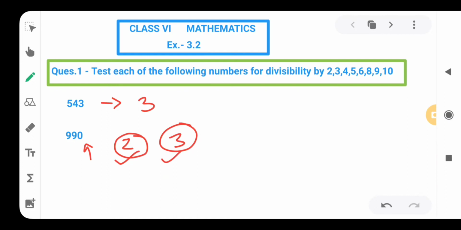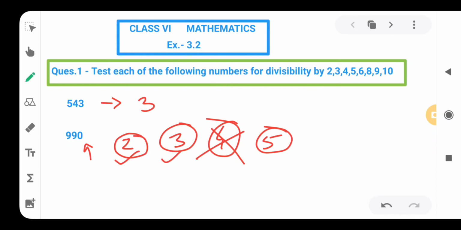Then we are having the next value, that is 4. We are going to take the last two values, that is 90, and divide it by 4. और हम जब इसको 4 से divide कर रहे हैं, तो this value, that is 90, the last two values, is not divisible by 4, so the entire value, that is 990, cannot be divisible by 4.